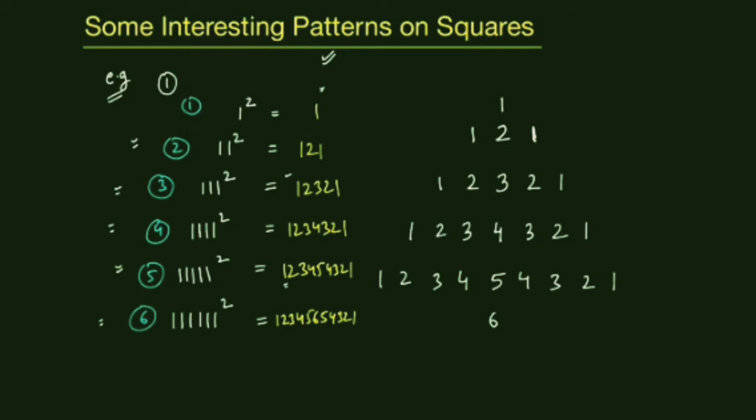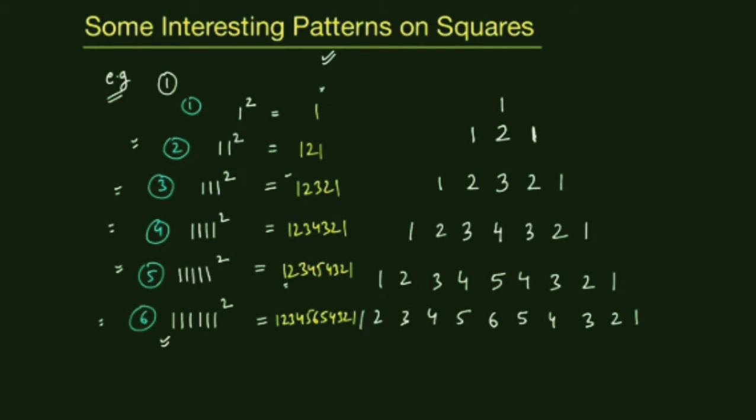Directly we will write 6, and then on the right side we will go in the reverse order till 1, and of course on the left side also we will go in the reverse order till 1, or you can write the mirror image also. And in this way we can easily find the square of this much big number, right?